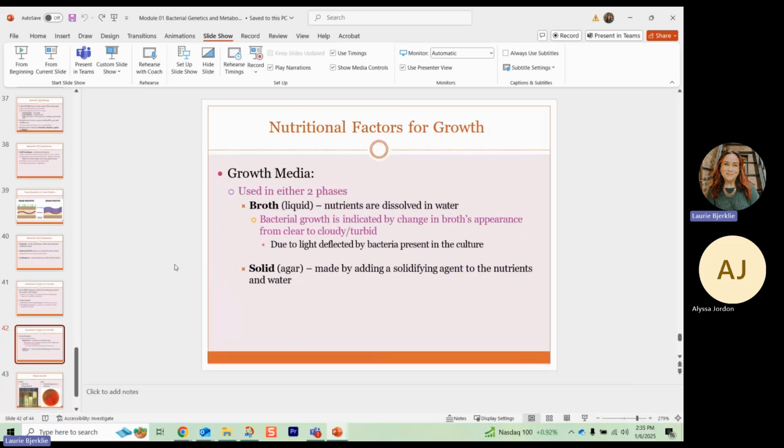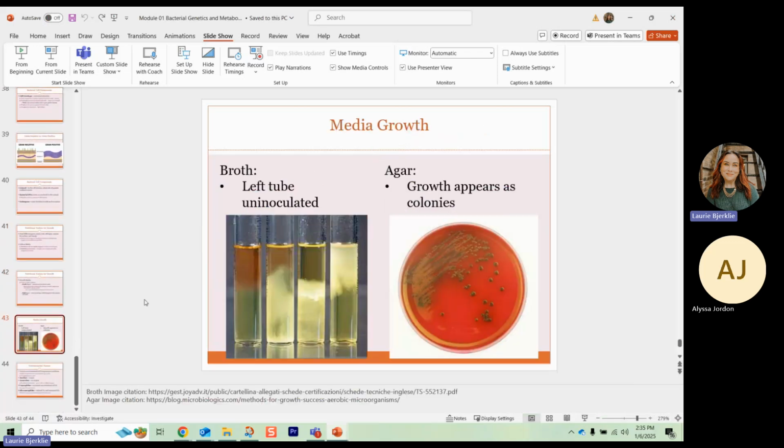And then agar is in a plate form. It's kind of like jello looking and feeling when you touch it. You'll learn how in lab to streak out your sample onto the agar plate, and then the next day you'll see colonies forming. So this is kind of what it will look like.